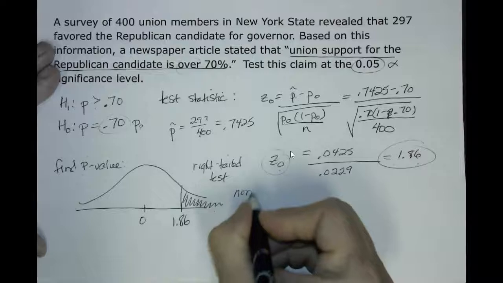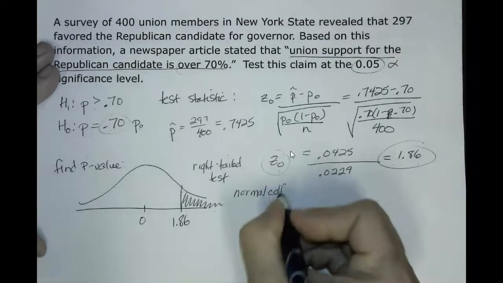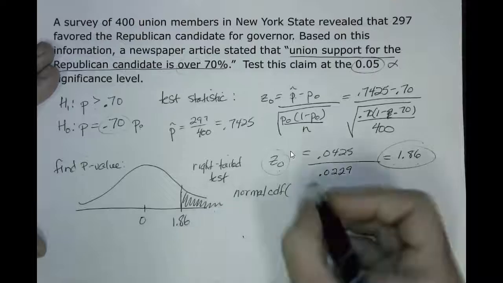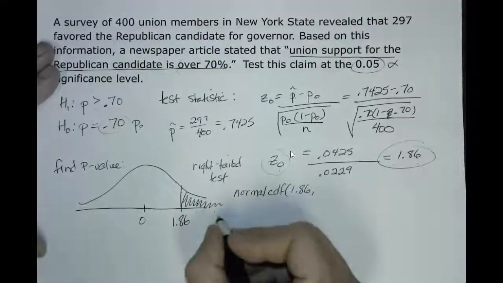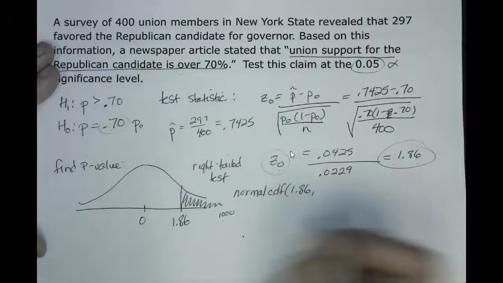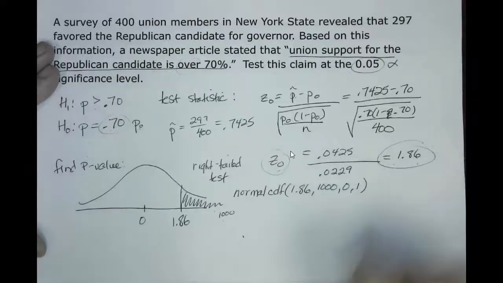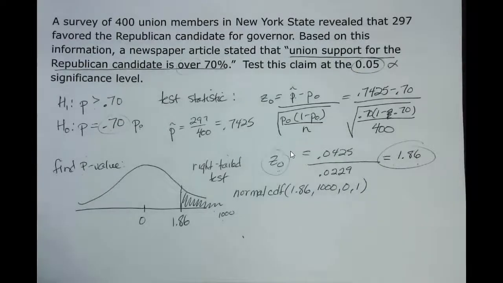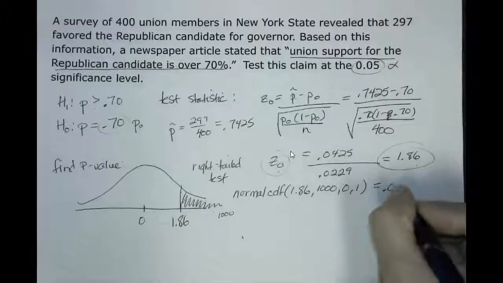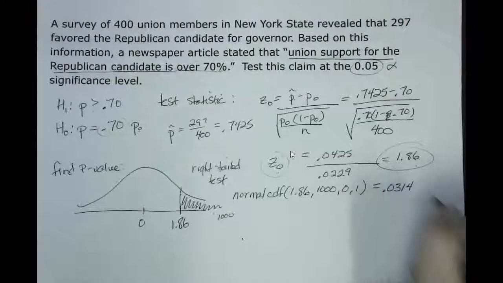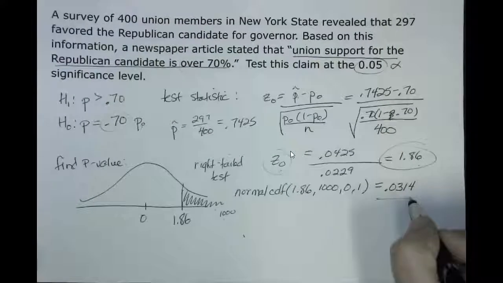In your calculator, you'd use normal CDF. The 1.86 would be your lower bound. Then we'd have an upper bound, which would be a big positive number like 1,000. And since this was Z, our mean is 0 and our standard deviation is 1. So you would just put that all into your calculator. And usually for p-values, they want you to round it to 4 decimal places. So this would be our p-value.